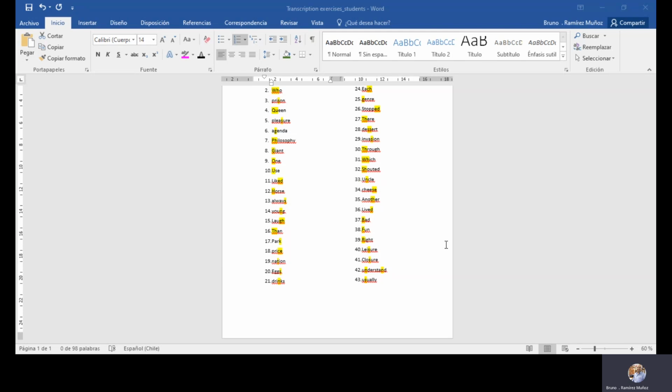17, park, park. Okay, non-rhotic. Rhotic accent, park, park. Then we have 18, price, price. And for the word prize, we have a voiced z, right? So in this case, we're seeing the word prize, which has a voiceless s. 19, nation, nation, right? 20, eggs, eggs.